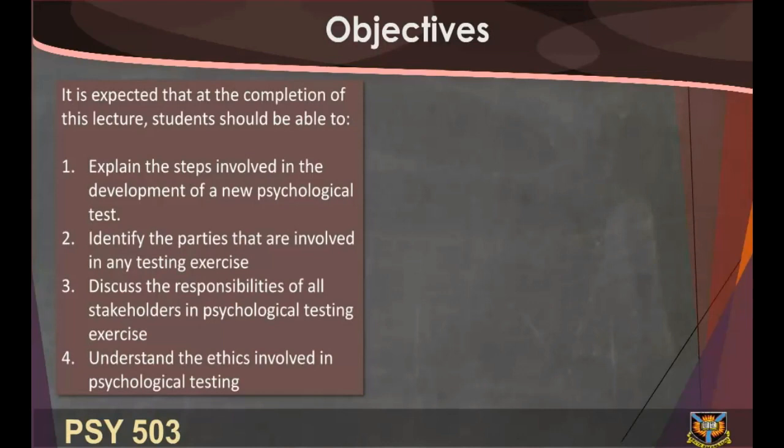Objectives. It is expected that at the completion of this lecture, students should be able to: 1. Explain the steps involved in the development of a new psychological test. 2. Identify the parties that are involved in any testing exercise. 3. Discuss the responsibilities of all stakeholders in psychological testing exercise. 4. Understand the ethics involved in psychological testing.